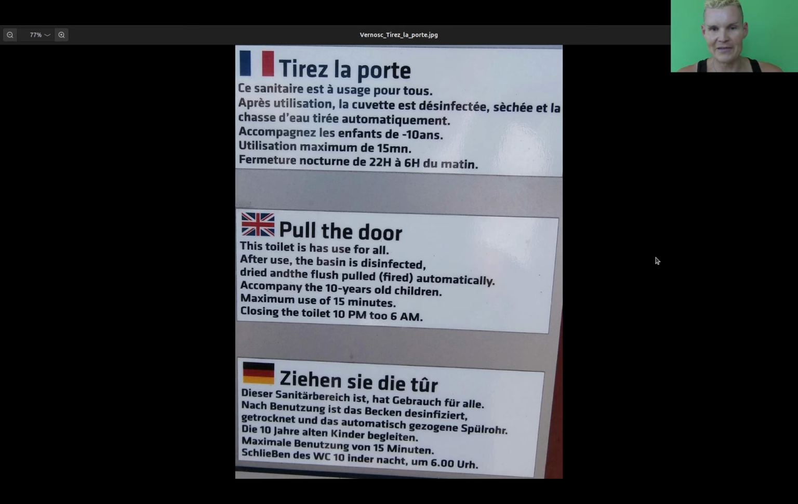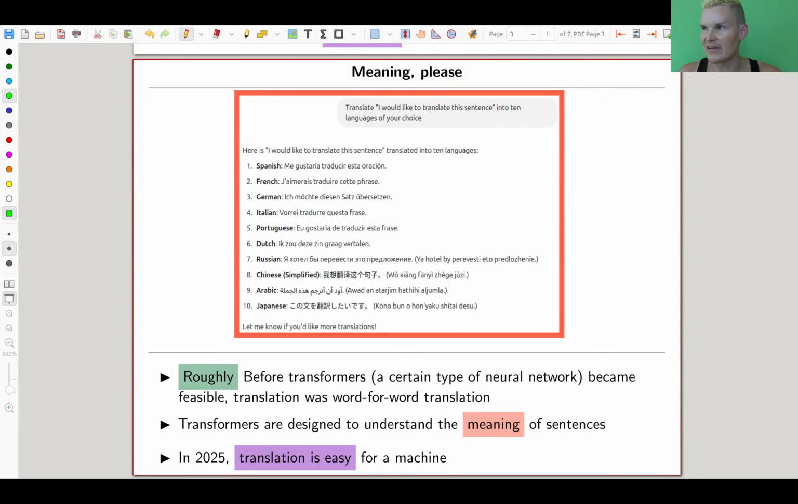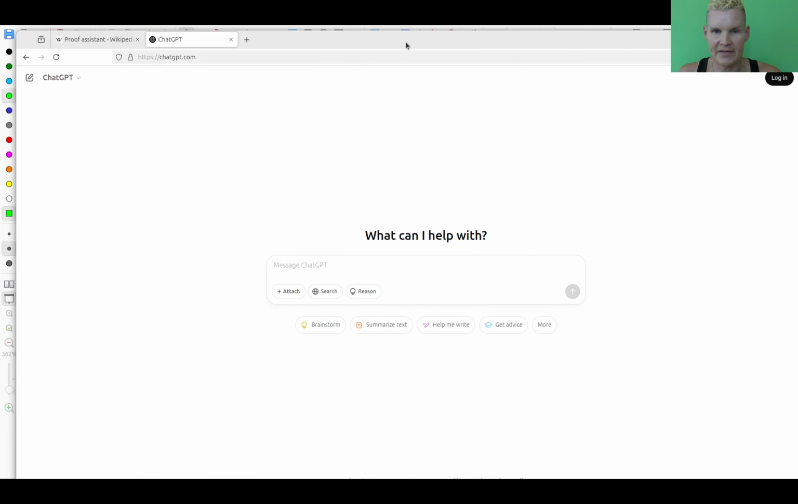Pull the door. This toilet has use for all. And the German one is even funnier. If you can't read German, I feel sorry for you right now, because the German one is really fantastic. Anyway, those word by word translations, we can try that here as well.